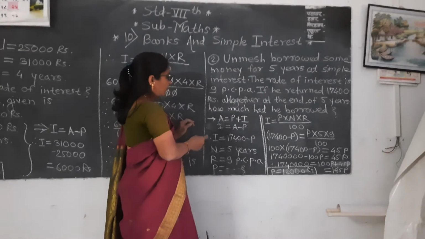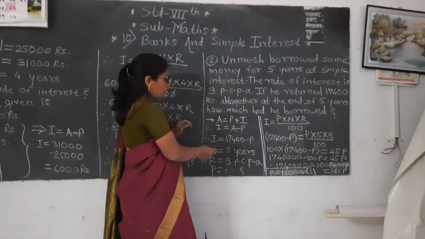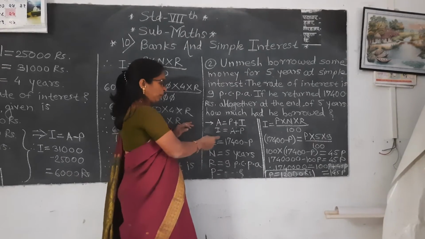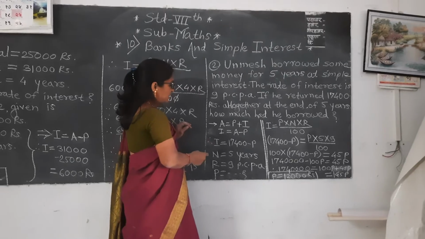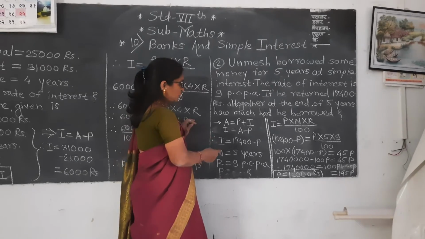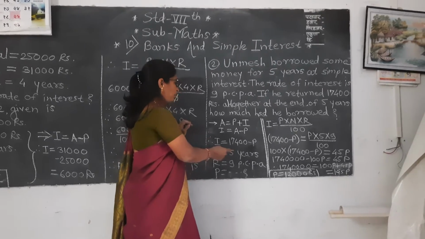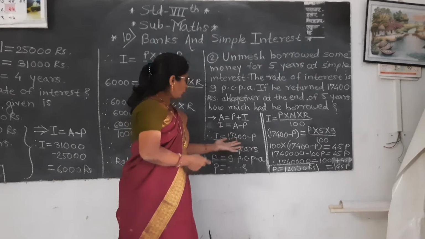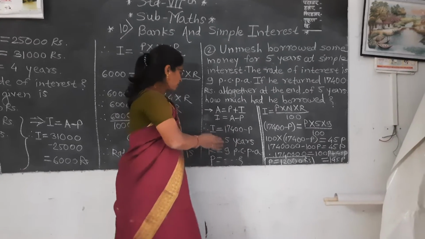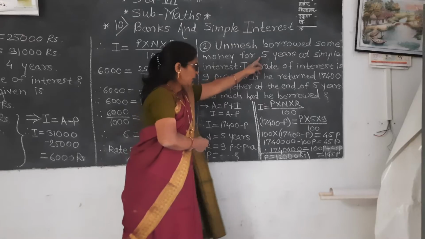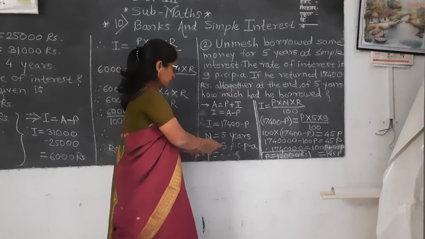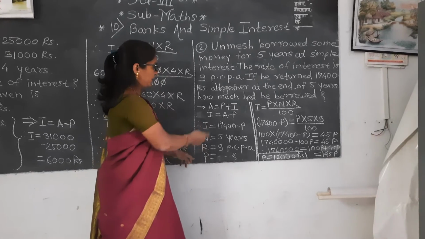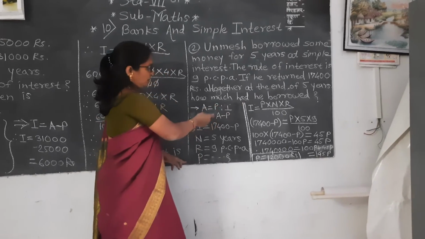Therefore amount A is equal to 17,400. We know A is equal to P plus I. Therefore I is equal to A minus P. That's why I got I is equal to 17,400 minus P. We got I in this manner. Now we are given 5 years time period, that is N is equal to 5 years. Rate of interest is 9 PCPA, and we have to calculate how much he had borrowed.